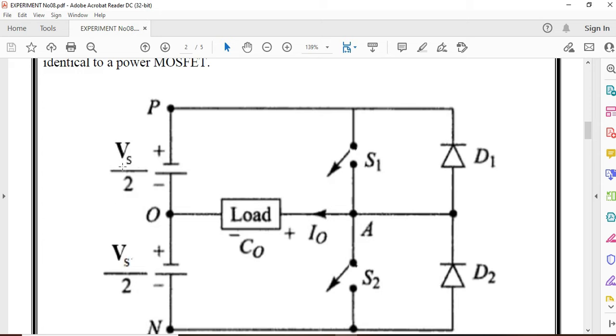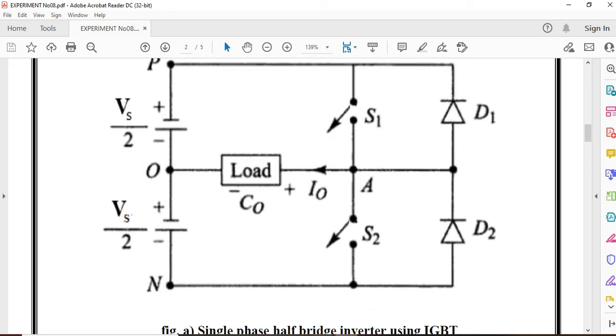So this is the basic diagram of your half-wave bridge inverter using IGBT. Here you will see the voltage, that is Vs by 2, Vs by 2. These two voltage sources will be there. Input is Vs by 2, Vs by 2. If I put an input voltage over here, 100 volt and 100 volt, means the voltage across the load will give you just Vs.